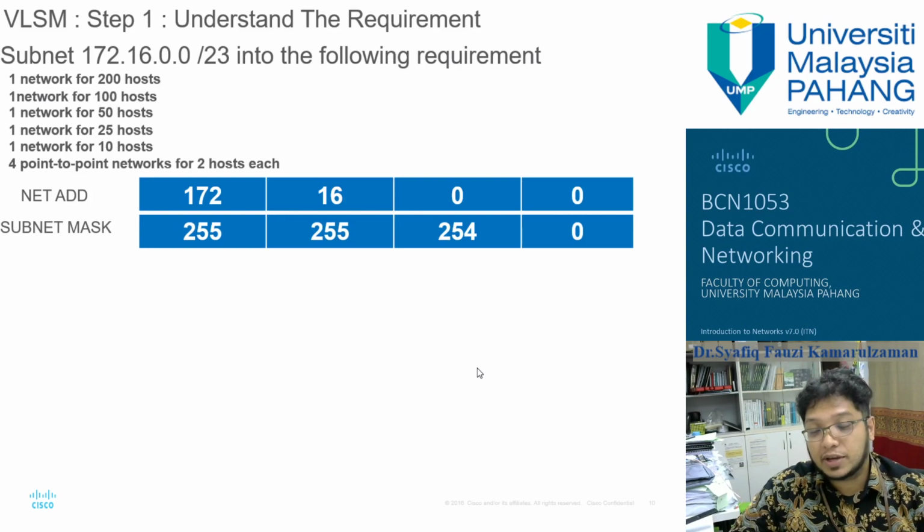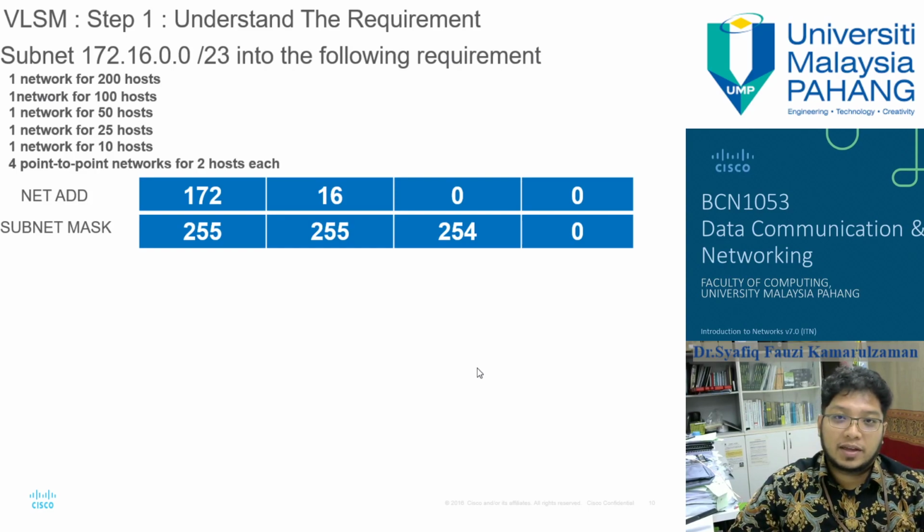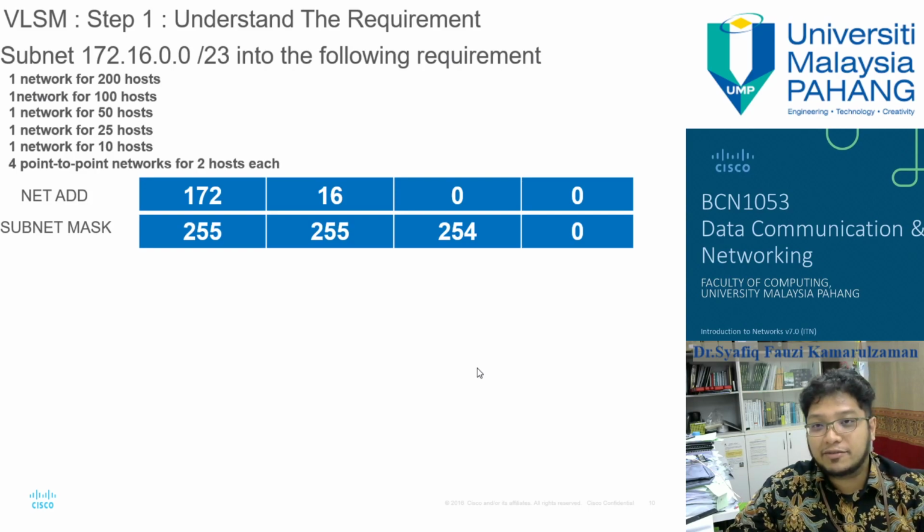But sometimes, in your own working environment, in your own industry, in your own school, or in your own projects, they don't require an equal number of hosts inside each network. So you need to divide your networks according to the number required for each network. In this case, you have to divide the networks into more uneven sizes. Like for example, I've given here.